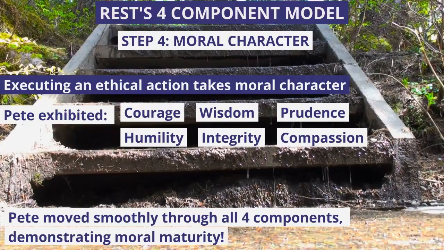Through his ethical action, Pete showed moral character. He demonstrated courage, wisdom, prudence, humility, integrity, and compassion. These virtues help Pete work through moral choices, work around barriers, and demonstrate courage and strength to ensure that he acts ethically in all situations. After progressing through the four-component model, Rest would say that Pete has demonstrated moral maturity.